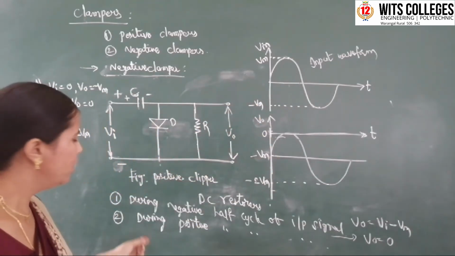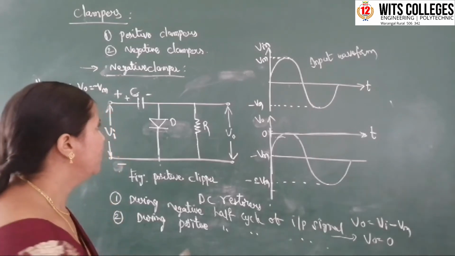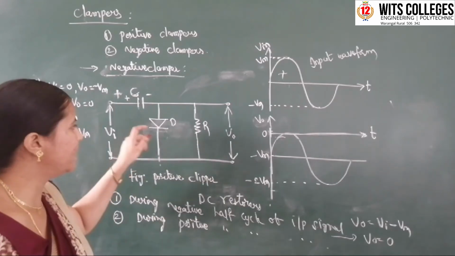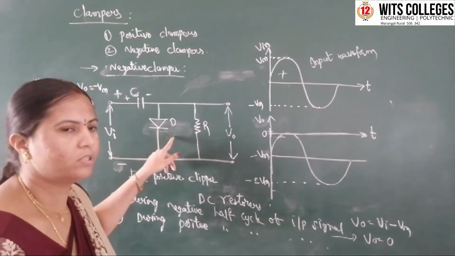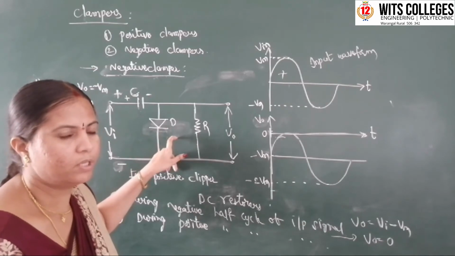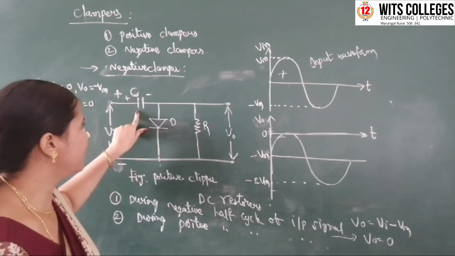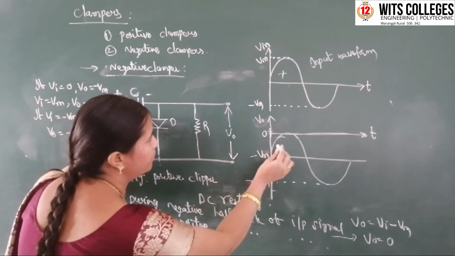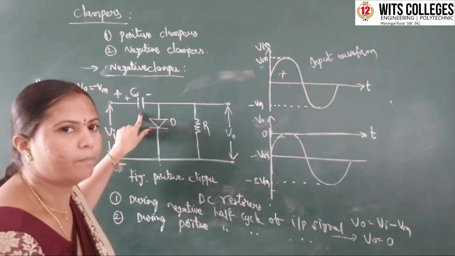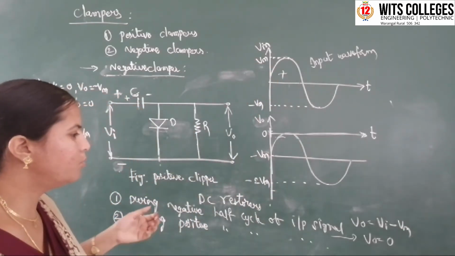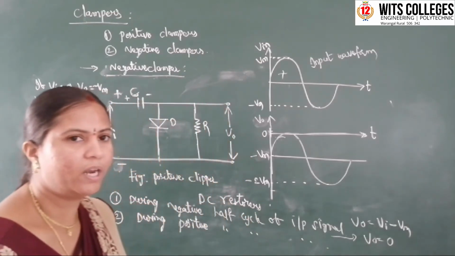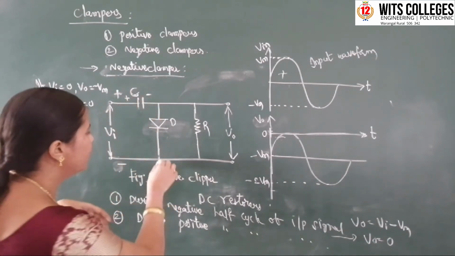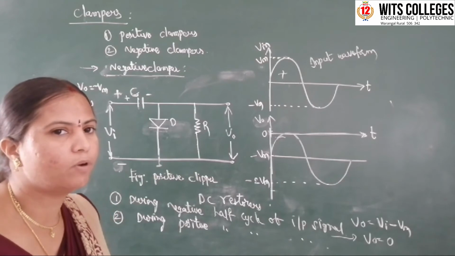Coming to the operation, during the positive half cycle of the input signal, the polarity becomes positive and negative. In this case, the diode is forward biased, that is, short circuited. The capacitor is charged up to Vm. But in the positive half cycle, the output voltage V0 is going to be 0. Why? Whatever you are giving in the positive half cycle goes to the ground, so the output voltage is equal to 0.